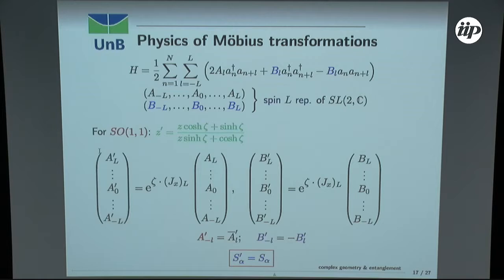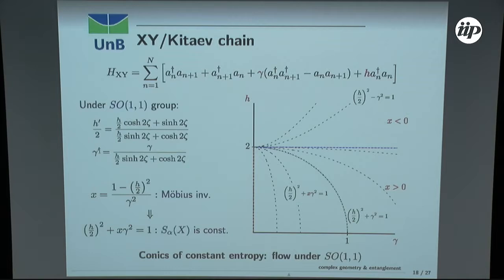So it's quite cute. Summarizing, then I can explain Vlad's result. For the XY Kitaev chain, I have gamma and h as my parameters. Under these transformations, which is this SO(1,1), a subgroup of SL2C, they transform like that. I can form an invariant with respect to this transformation, this cross ratio. Then if I organize, I see the appearance of those ellipses. So these are the conics of constant entropy and how it flows according to SO(1,1), changing the system because I'm changing gamma and h, but the entropy is the same.